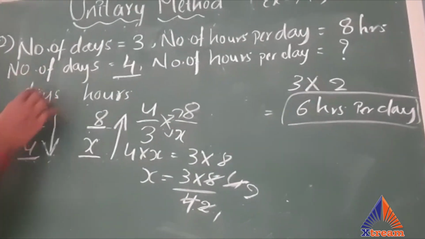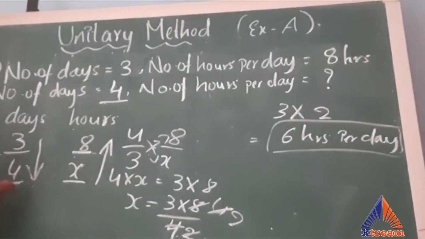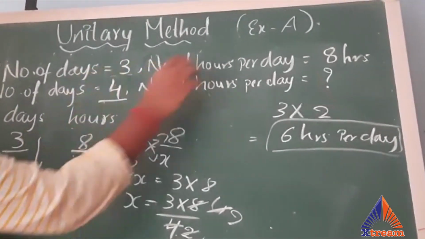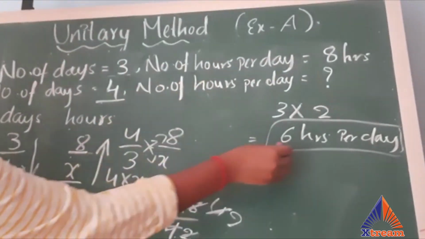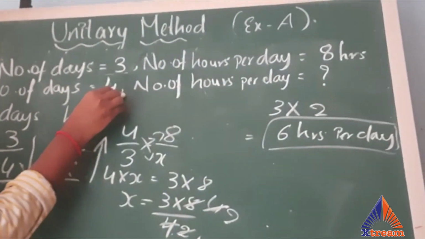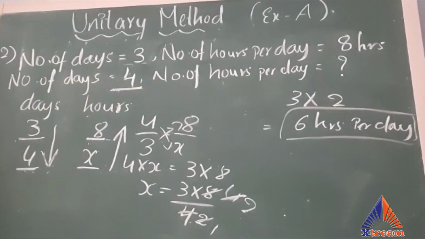So if you understand the question, it's very easy. If you didn't understand it, it will be a bit tricky, because in 3 days, if you work 8 hours per day, the number of hours per day will reduce when he works 4 days. So this is how you need to solve this question.